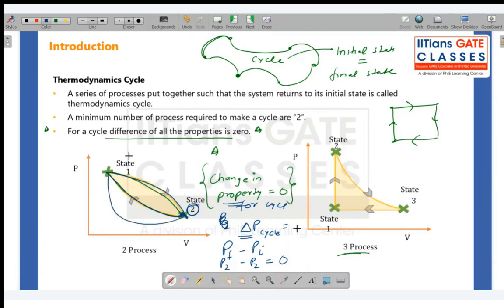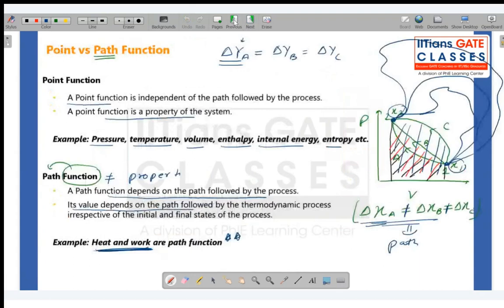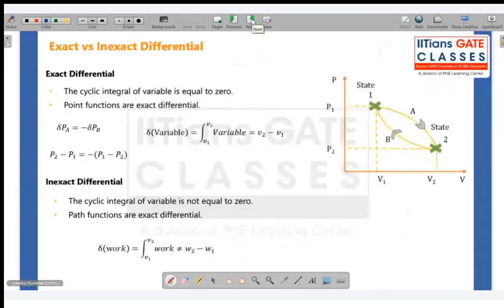It does not matter if I take this path or this path. As long as I come back here, the change in property will remain 0, because property depends only on the state, only on the point where you started or where you ended. So whatever path you take does not matter. So that is your point and path function. Now this is very important: work and heat transfer are path functions. They are not properties. Basically, path functions are not properties. Just simply know this.